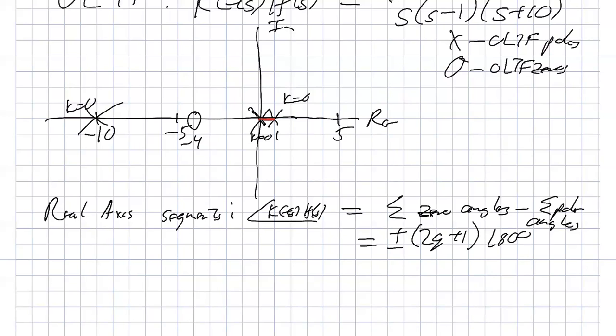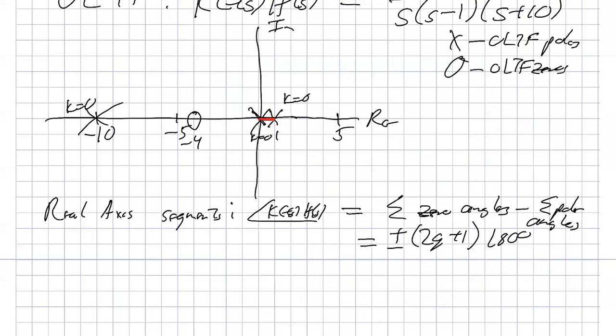Okay, so we can continue going across. Now if we're over in here, the angles from here and here are still 0, but from this pole to this location is 180 degrees, and this pole to this location is 180 degrees. You subtract both of those, you end up with minus 360. So nothing in here is on the real axis.